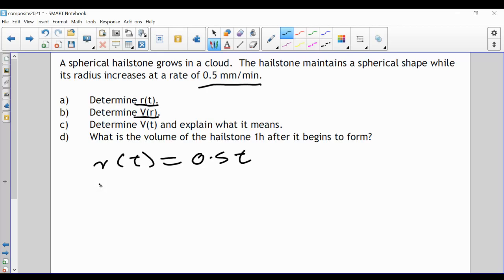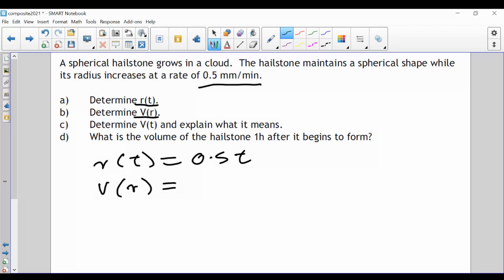How about a v of r, right? In other words, how does volume vary with radius? What's the connection between those two when we're talking about a sphere? Well, you'd have to think back to what the formula is that relates volume with radius. And if you look at what Kevin just put in, he's absolutely right. It's 4/3 pi r cubed.